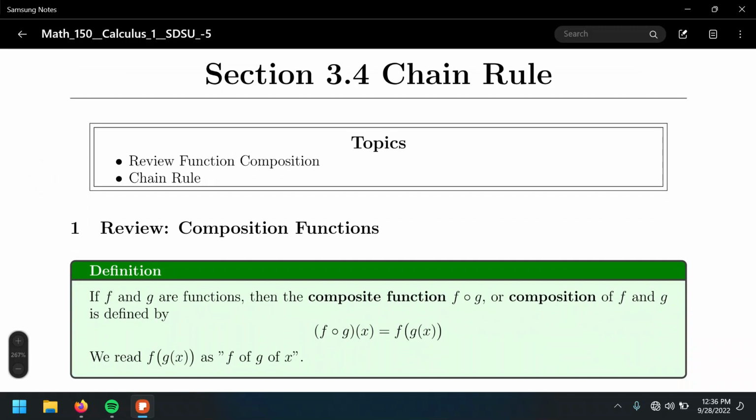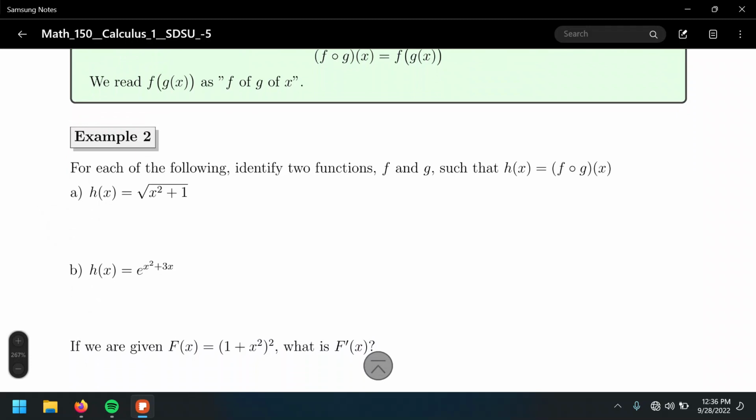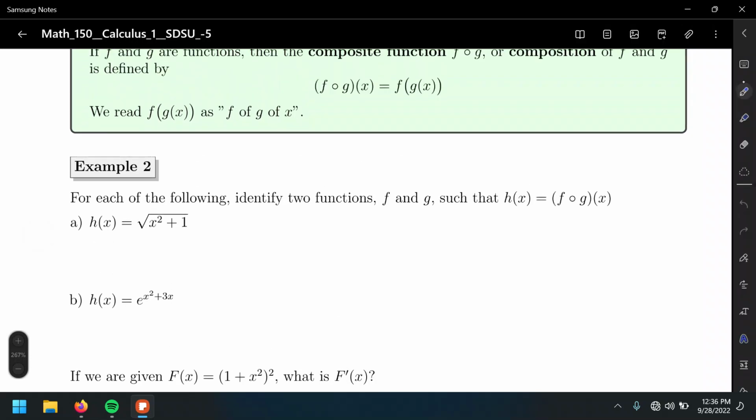You might remember this bubble symbol, f bubble g, which means f composite g or f composition g, which is some function evaluated not at a value, but rather at another function. So we're going to look at some functions and identify the two functions that compose together to give that function, like in this case the square root of x squared plus 1, e to the x squared plus 3x, etc. Alright? So let's have a look at this.